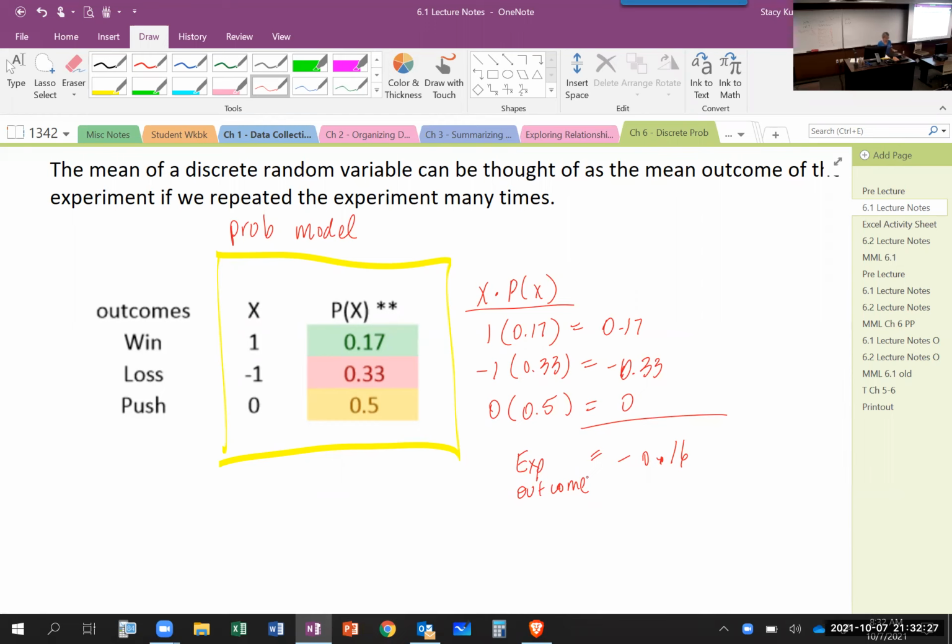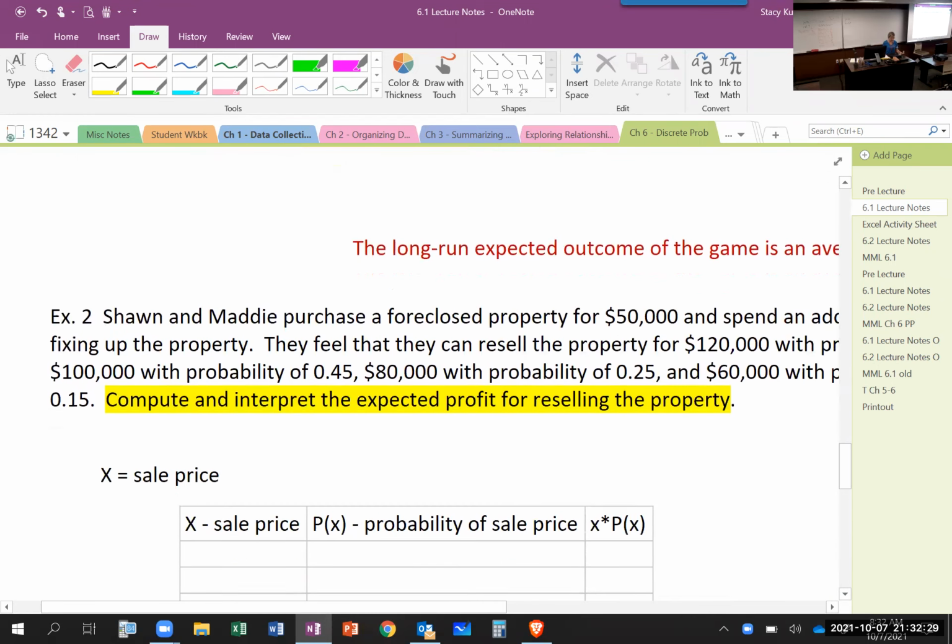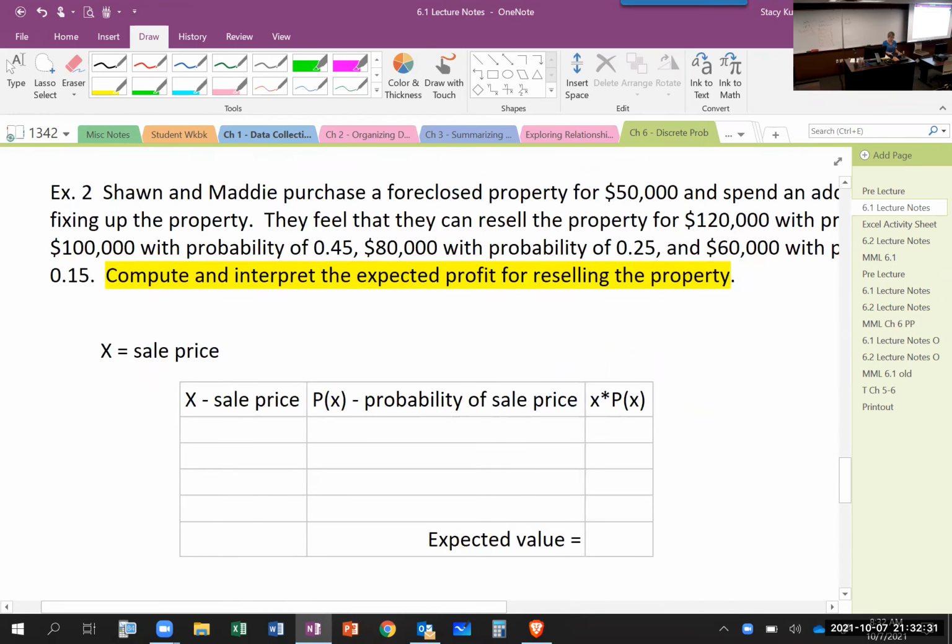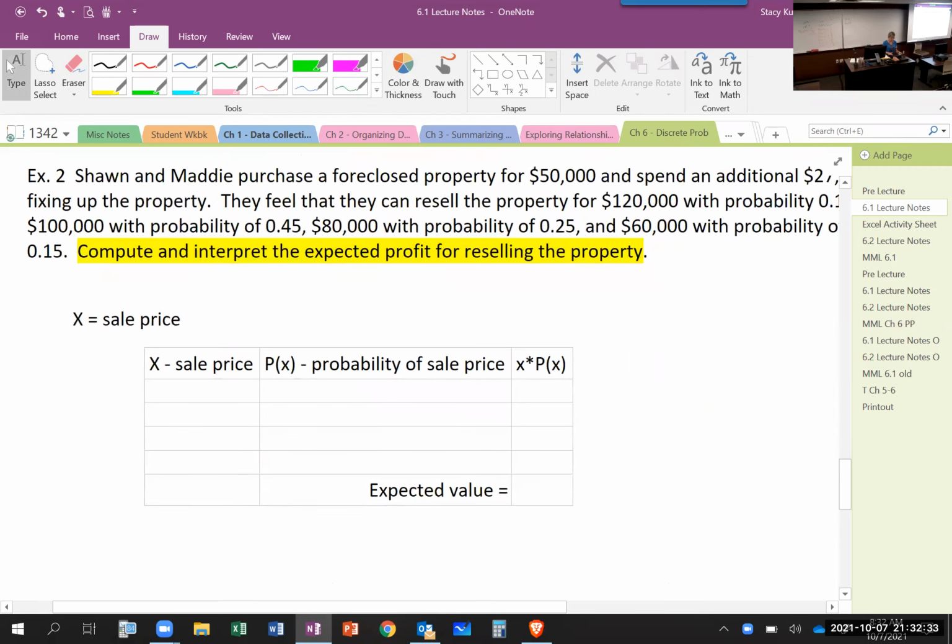All right, let's look at the next one. It really should not be gaming. I like to think of this one as more fixer-upper. I should call it fixer-upper.